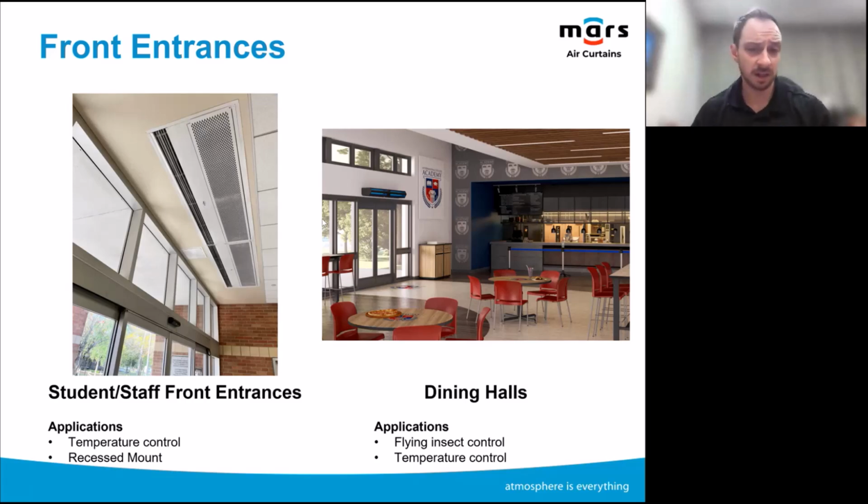On the right is a dining hall application. Again, it's an entry door, so temperature control is an issue. In dining halls, flying insect control can also be an issue, right? Where there's food, there are going to be flies, or at least it's going to attract them. If you have high traffic doors, that's going to be a really big entry point for flies to get in. So we want to make sure that our entrances to these dining halls are protected as well.